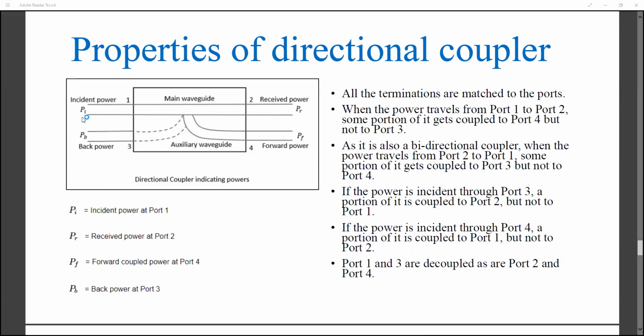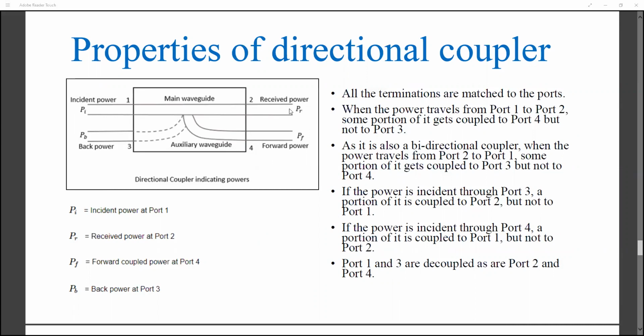PI is my incident power, which is given at port 1, and PR is my received power, which is seen at port 2. PF is your forward power, which is seen at the coupled port, and PB is your back power, which is seen on the reverse coupled port. When power travels from port 1 to port 2, some amount of the power will be coupled to port 4, but not to port 3.